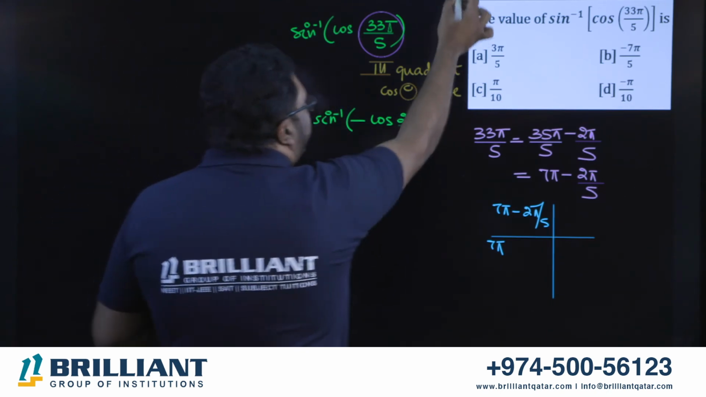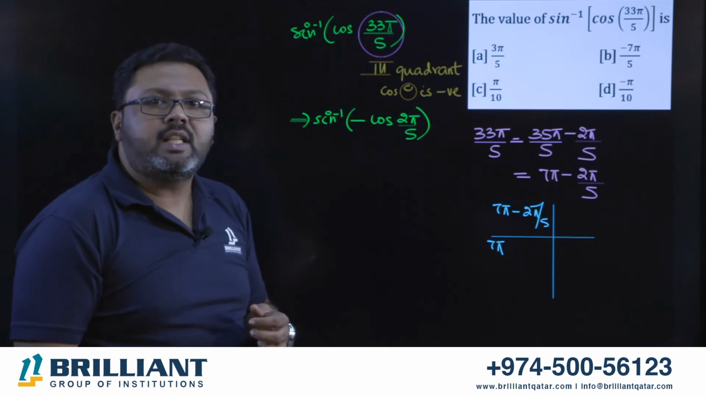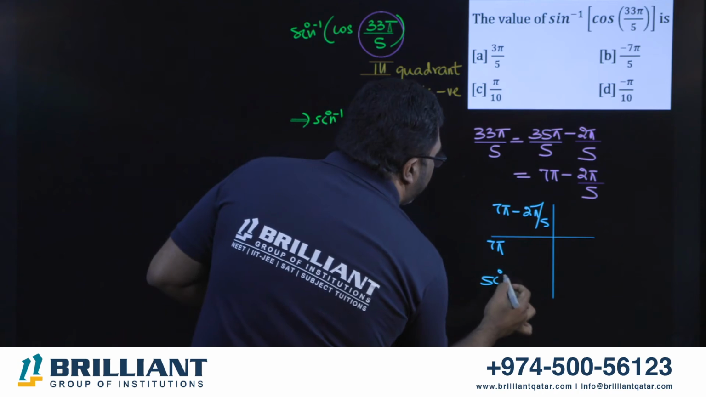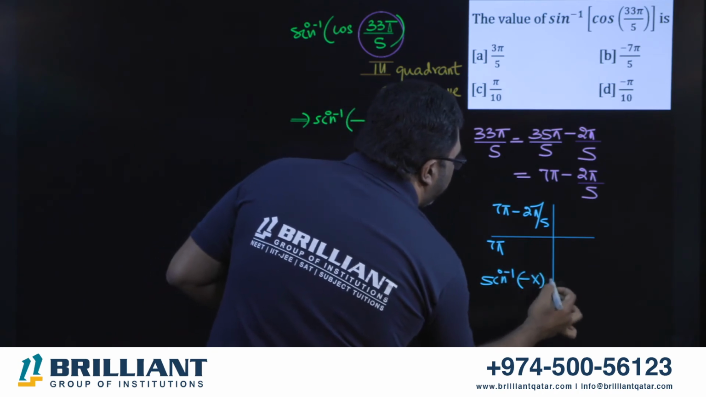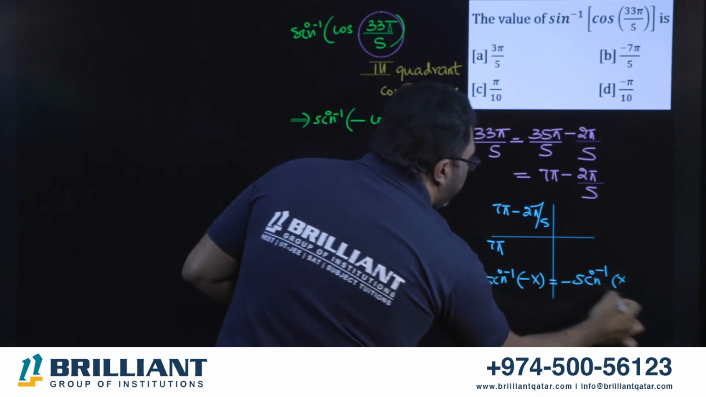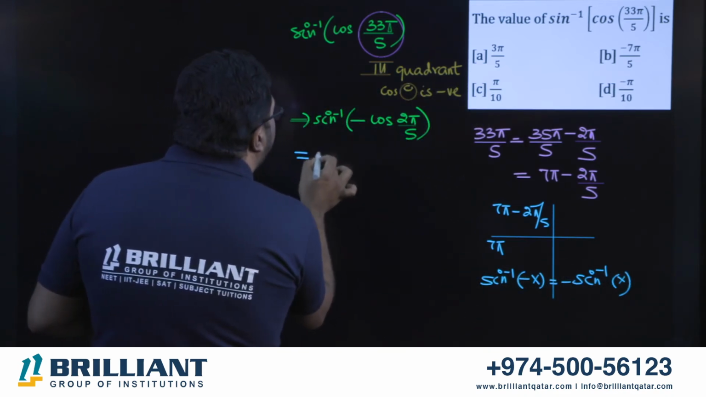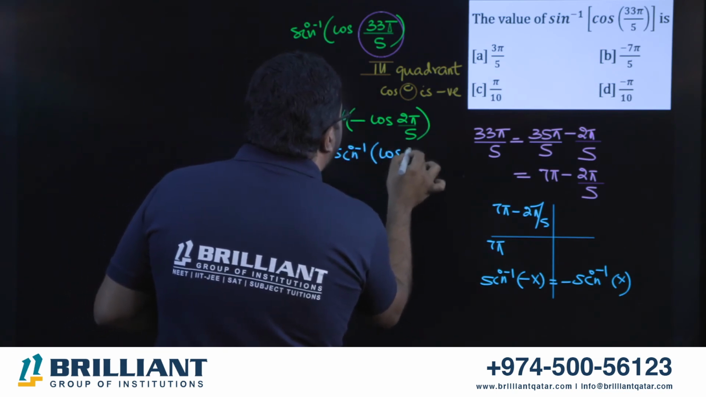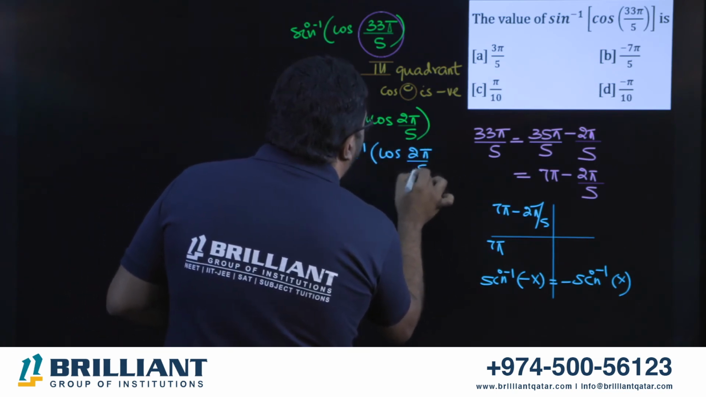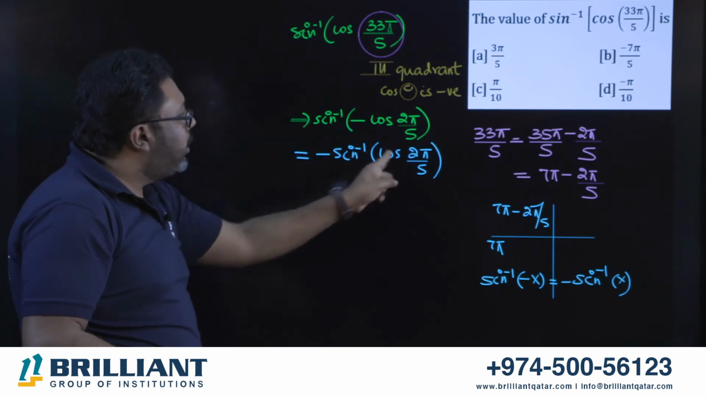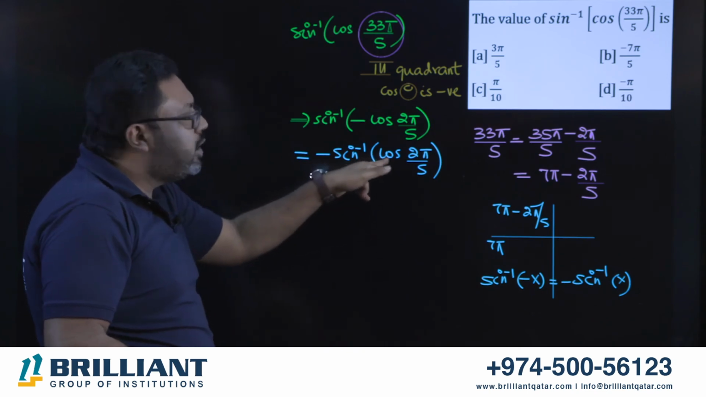And sine inverse of minus x is minus sine inverse x. Sine inverse of minus x is equal to minus sine inverse of x. Apply that. That is going to become minus sine inverse of cos 2 pi by 5. But we still cannot cancel these two, because this has to become sine.